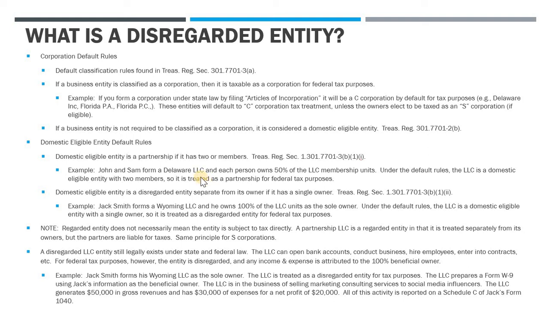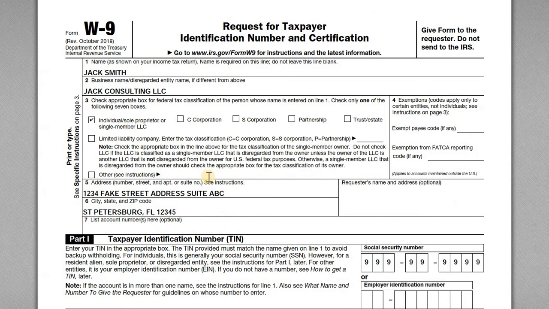Okay, for this video, I want to go over a common question I get, which is what exactly is a disregarded entity? So I've got one slide in front of us here with the rules, and what we're going to do is also look at an example for a single member LLC that's a disregarded entity. And I also have with us a Form W-9 that's completed for that example.